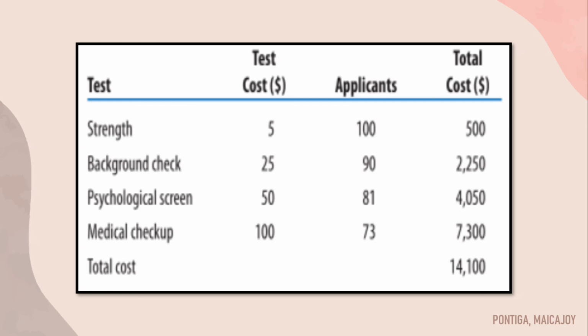And magre-resulta po ito sa makakasave tayo ng 3,900 cost dahil 14,100 lamang po ang magagamit dito, unlike po doon sa multiple cut-off approach na 18,000 ang naging total cost. So ang tanong, bakit daw po hindi ginagamit palagi ang multiple hurdle approach samantalang ito po yung mas nakakatipid? So ito po is dahil para po makakuha tayo ng scores is maglalaan po tayo ng maraming oras.